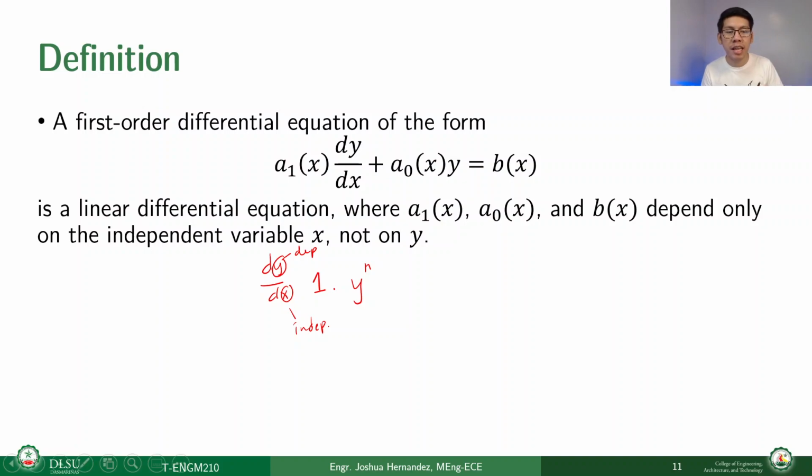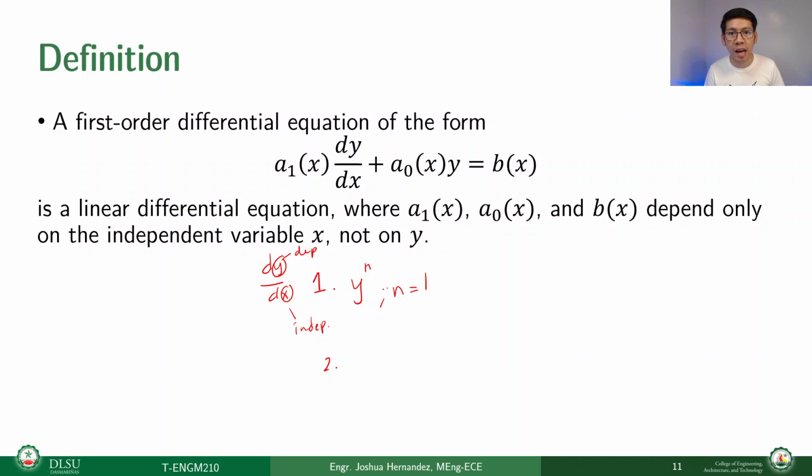The analogy I gave here is that we look back at our definition of a line. We will recall that a line is defined as y is equal to mx plus b, right? Now, y squared is not a line because it is a parabola. y cubed, etc., are not lines. In other words, if we look at the order of the dependent variable, we must see to it that it is only raised to 1. That's the first characteristic.